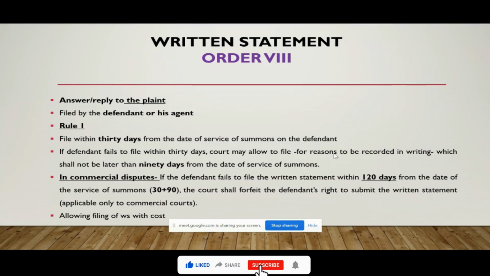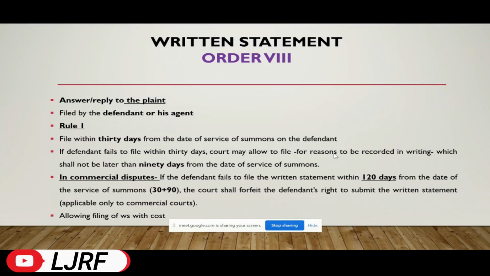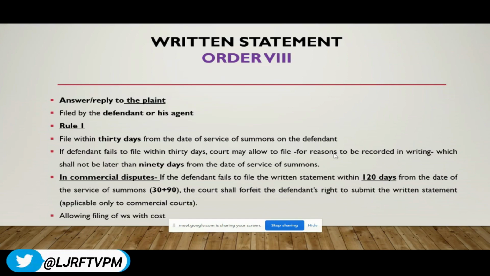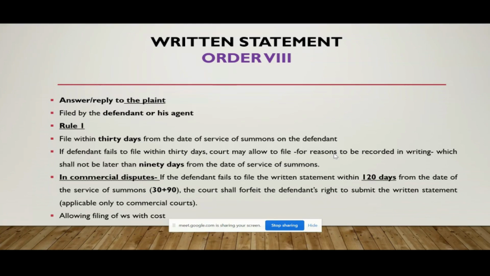As I told, various rules are there which describe the procedures involved in filing of a written statement. You need to understand that Rule 1 provides that the written statement has to be filed within 30 days. I would tell you to please keep in mind these days, which are very important as far as the exam point of view is concerned, and even otherwise, if you are practicing, you need to know.